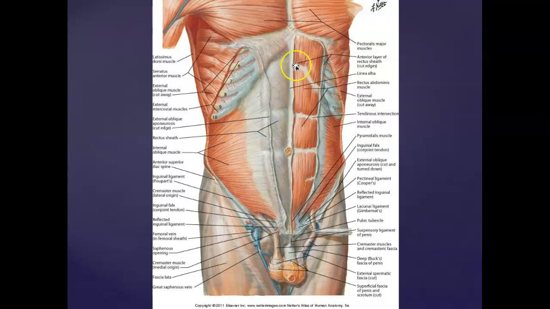Another thing here just interesting to see is called the linea alba. Here you can see it fine, I guess. The linea alba, linea means line, alba means white, literally a white line connecting the aponeuroses from the right side and the left side as it comes together, right at the midline of the body.